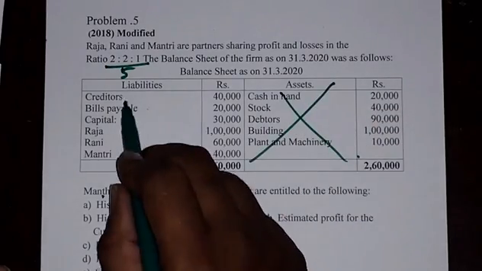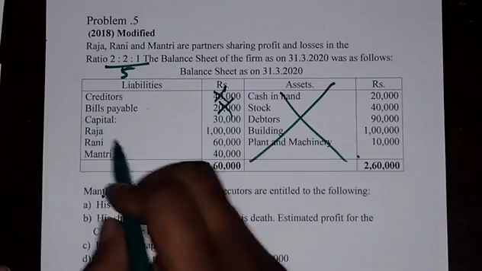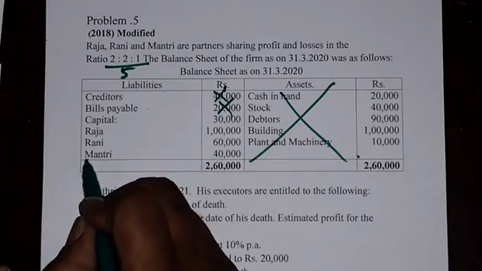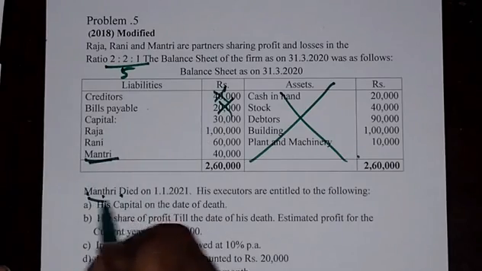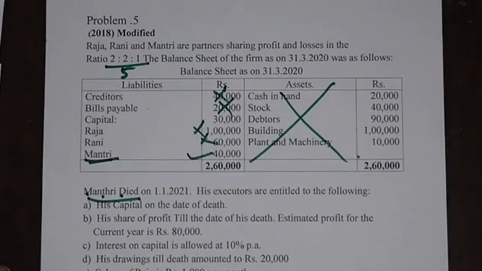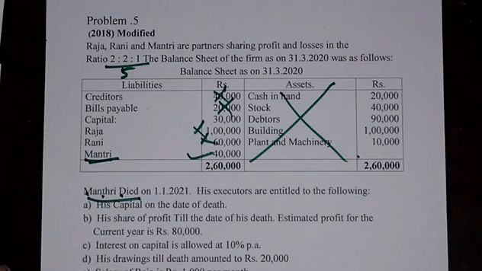Coming to liability side, creditors, bills payable. Creditors don't require, bills payable don't require. Capitals. The partner who died here, it is given, it is Mantri. So we require only Mantri's capital, the remaining two partners' capital also is not required. So only thing out of the balance sheet, we require only this deceased partner's capital.